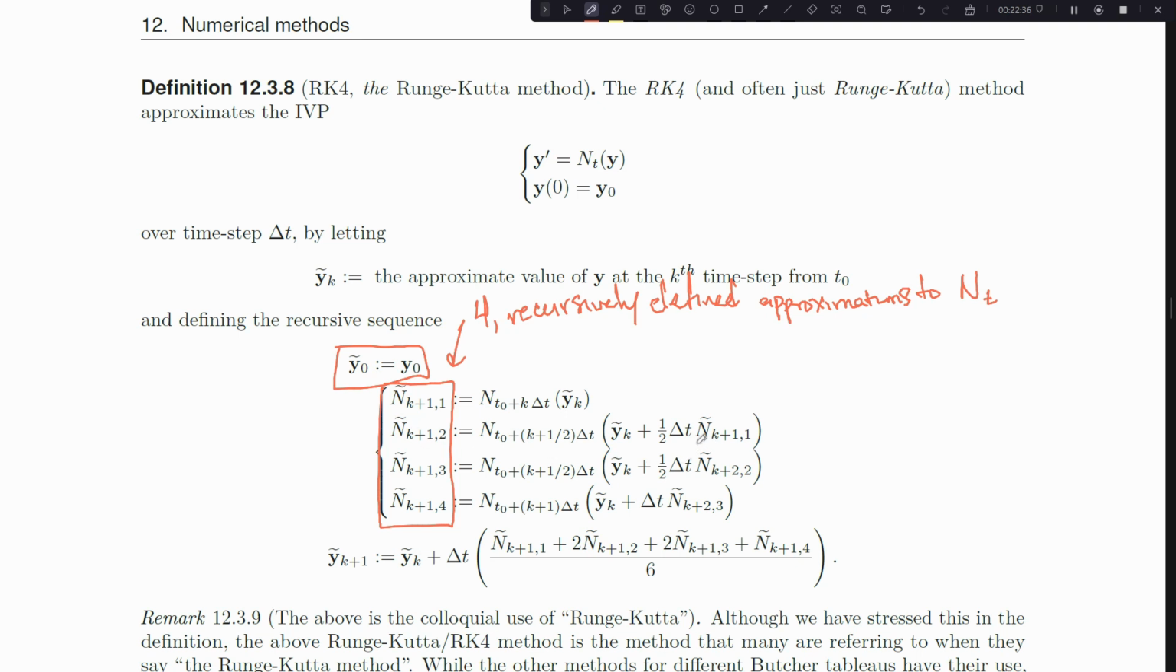And you just have to follow. That's n sub k plus 1, 1, which is right there. That's n sub k plus 2, 2, 1, 1, 1, 2, and 1, 3. So they each depend on the previous. And then at the very end, we add them all up, and we take a 1, 2, 2, 1 weighted average of all 4 of those. So this isn't too bad, the true RK4. You just have to make sure you code it correctly, and you make sure that each one of these is recursively defined on the previous one.